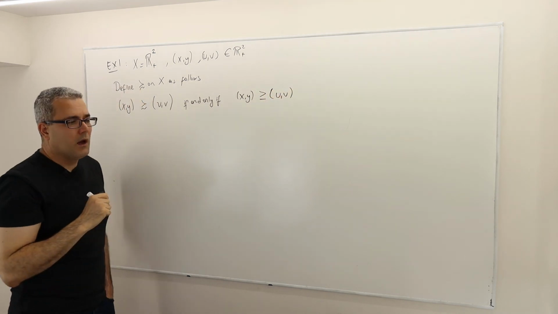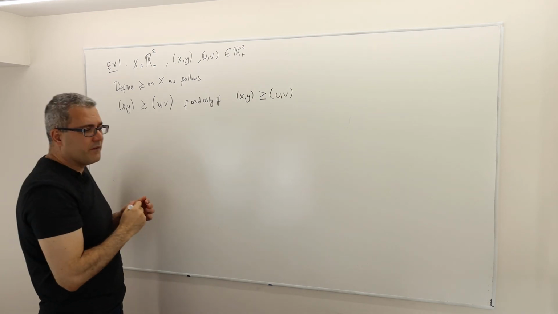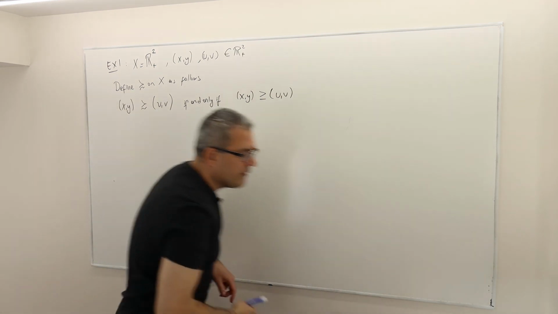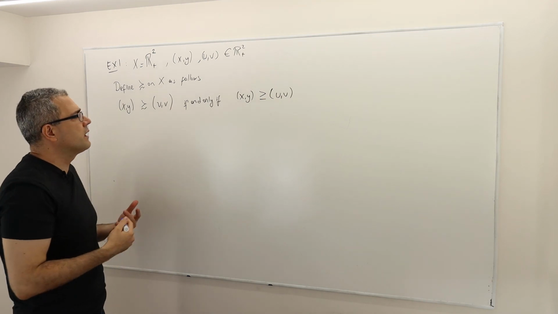is greater than or equal to (u, v). That's the definition of this binary relation. This is a well-defined binary relation.